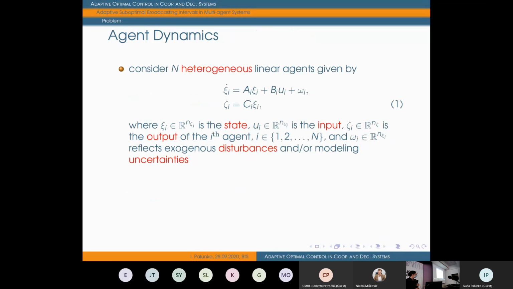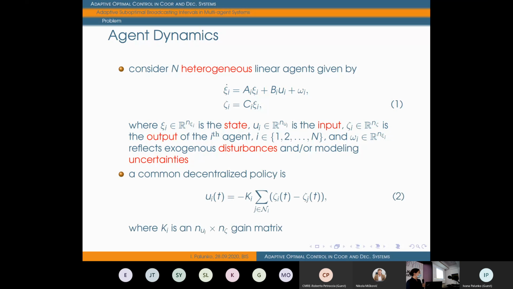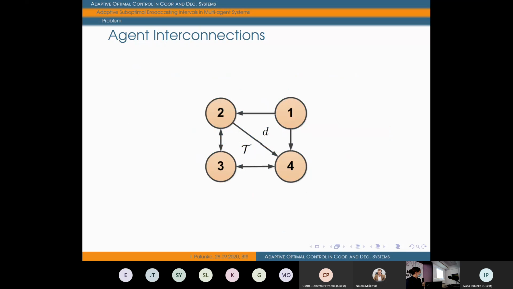So this is the standard equation for heterogeneous linear agents, where we added the disturbances, because we are modeling a realistic channel. So we have the noise, we have the delay, and we have asynchronous communication. We have the common decentralized policy, and everybody knows that if you apply this to multi-agent systems with certain rules, the system is stable, right? But not necessarily. We denote tau as the sample interval and D as the delay. This is a simple 4-agent system.